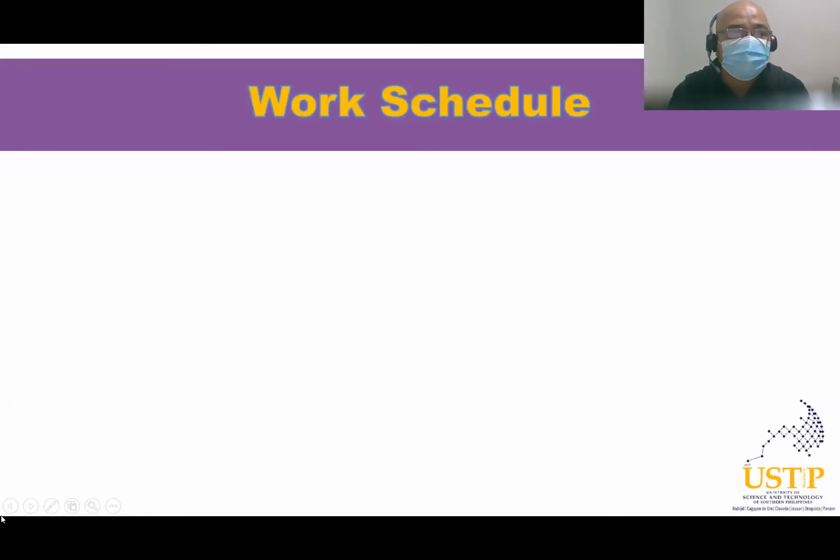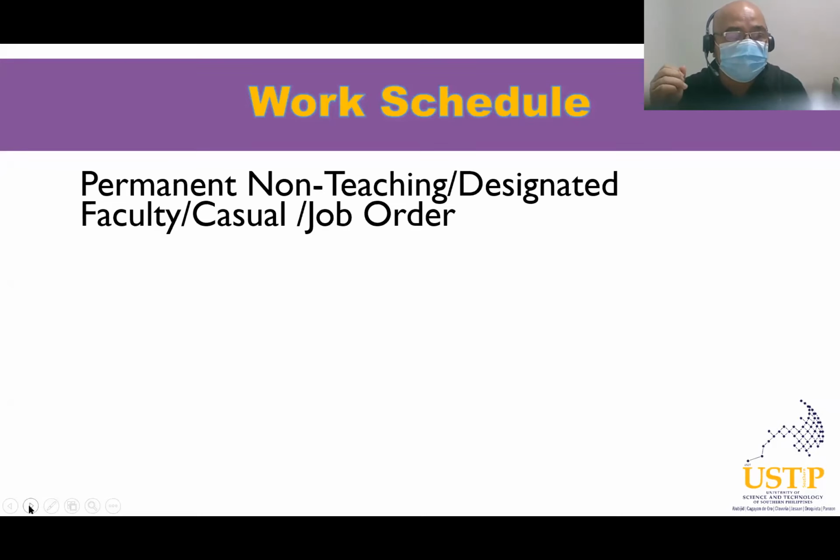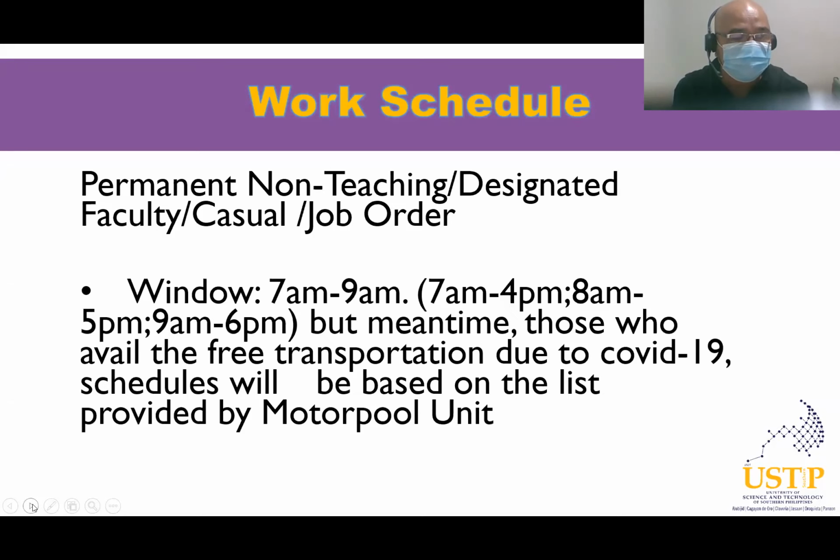So let's talk about the work schedule. This is very important. Let's take a look first at the permanent and non-teaching or designated faculty, casual or job order. In your work schedule, the window is actually from 7 a.m. to 9 a.m. What does it mean?